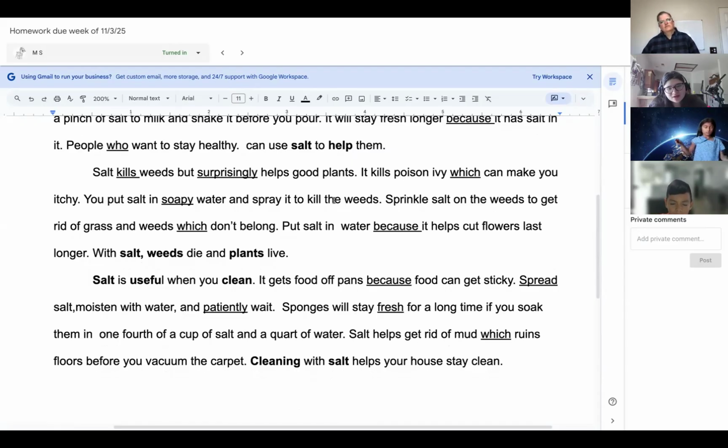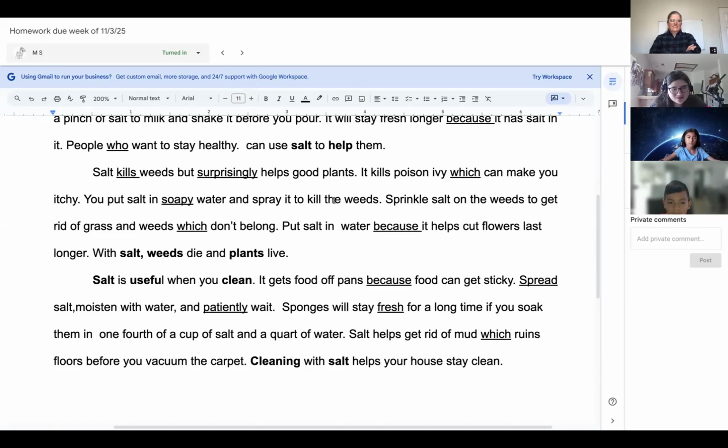Put salt in water because it helps cut flowers last longer. With salt, weeds die and plants live. Salt is really useful. Salt is useful when you clean. It gets food off pans because food can get sticky.